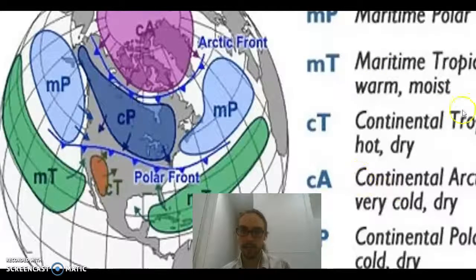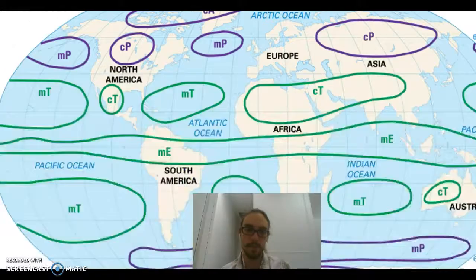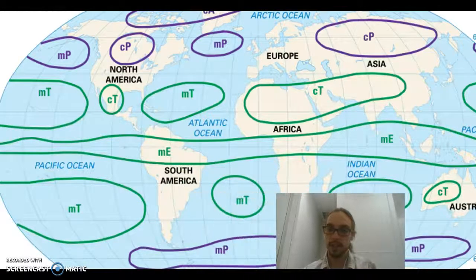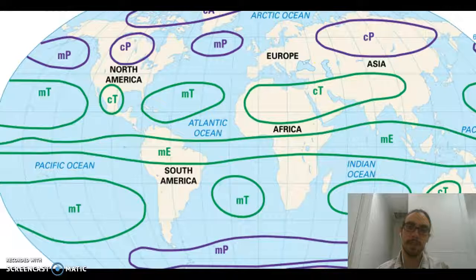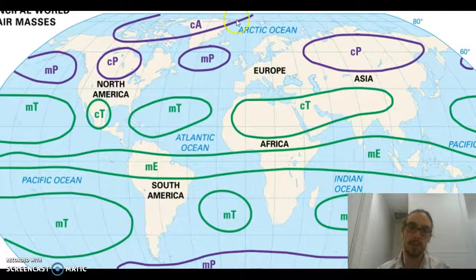But go ahead and take a look at this PowerPoint on your own. Okay, and then here's just a really big map of all the different types of air masses. So we've got Arctic, continental Arctic, which you don't need to know. You need to know continental polar and marine polar. Those are in those two oceans here. Marine tropical in those two oceans again, and then continental tropical.